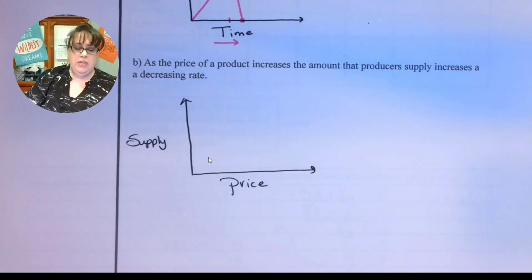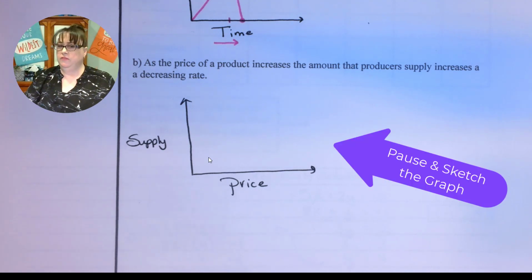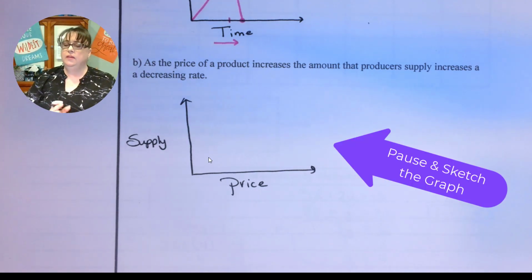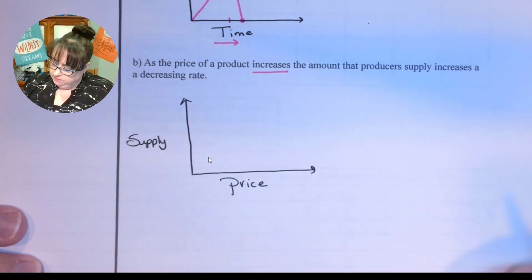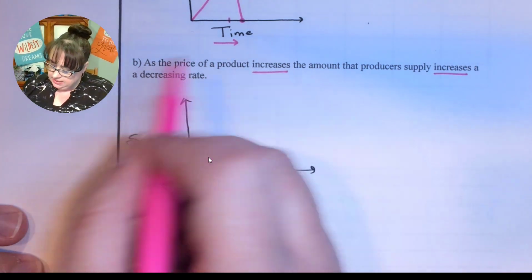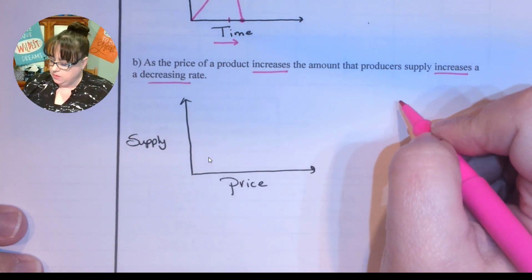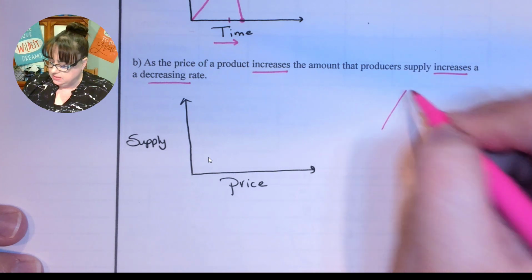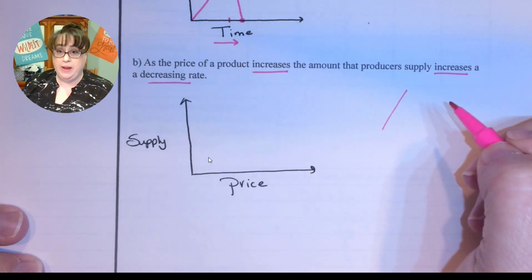So we're not looking at linear anymore. We're looking at something different. So go ahead, pause that, puzzle it out a little bit, and then come on back. So we're still increasing, but we're increasing at a decreasing rate. So how can I still increase but slow down?